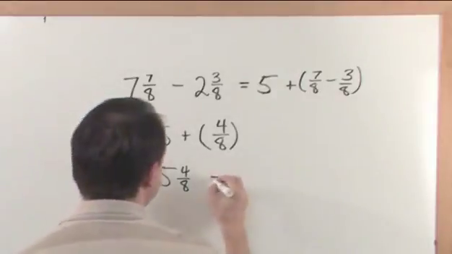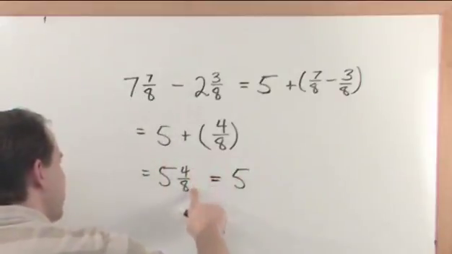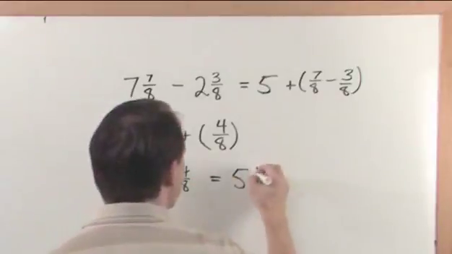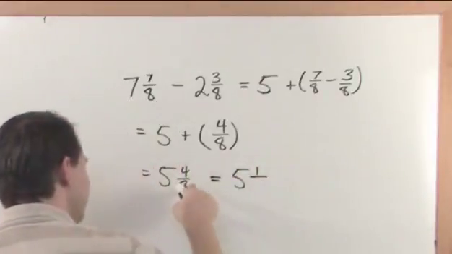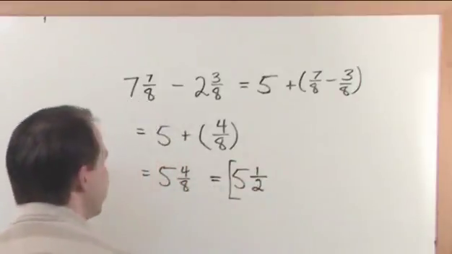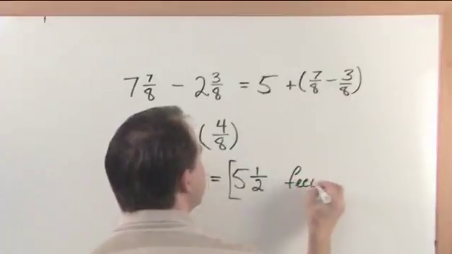And the answer is yes, you can do that because, think about it, if I divide the top by 4 and the bottom by 4, it's going to make this simpler. 4 divided by 4 is 1, and 8 divided by 4 is 2. So the answer is 5.5. And 5.5 what? It's 5.5 feet tall.